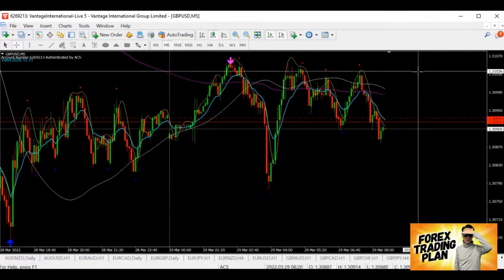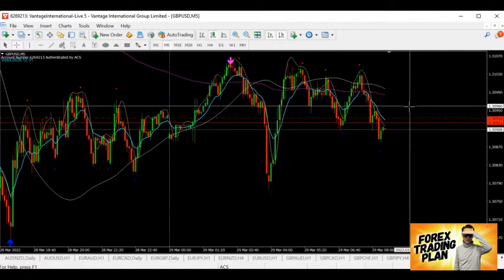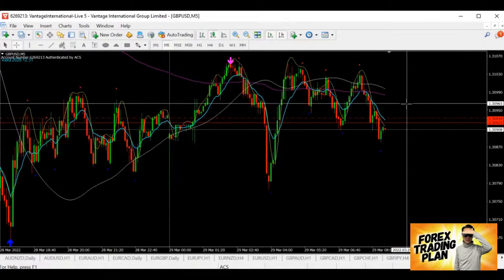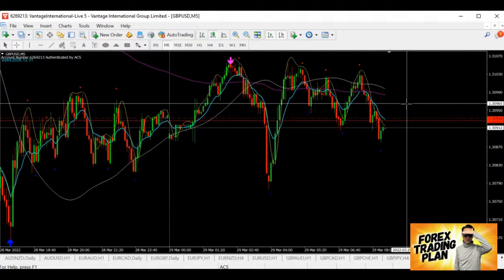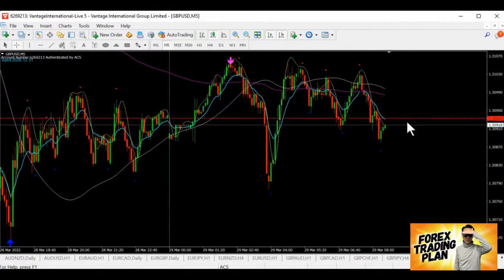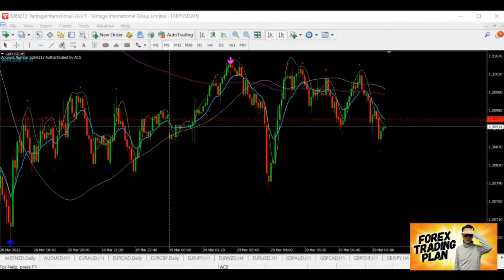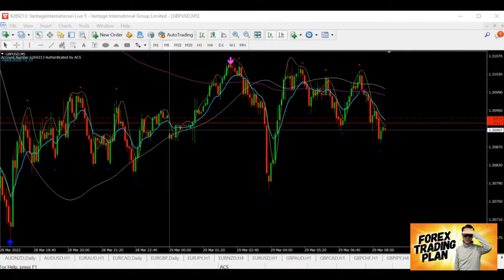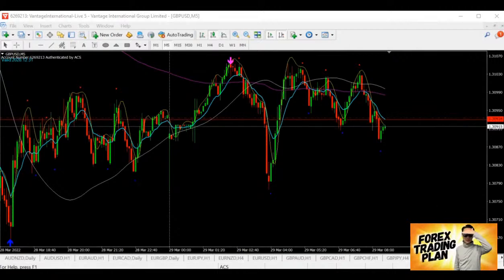Pound dollar, by looking at this, it's actually creating a lower high, and another lower high coming soon. Okay, so pound dollar is good to sell, right? Pound dollar is good to sell. Okay, so let's move again.